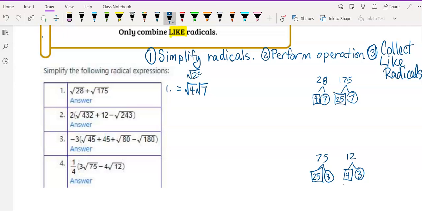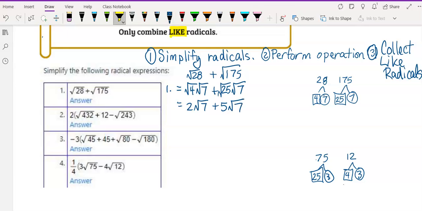Here, let me just write it over here. And then plus root 175. It has a perfect square of 25 times 7. So let's break it down into the baby radicals. Now let's simplify our perfect squares. If you wanted to go straight from a root 4 to root 2 without writing root 4, go for it. Okay, root 25 is 5.